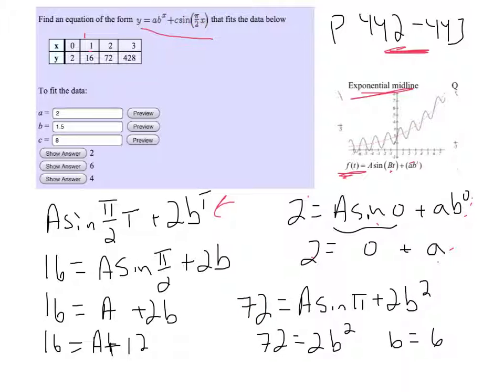Pi over 2 times 2 is just pi. Well, the sine of pi is 0, so that whole term is gone. Leaves me with the 2 times b squared. So divided by 2, I got 36. I took the square root. I'm going to just work with 6. I don't have to worry about the negative 6 root, right?